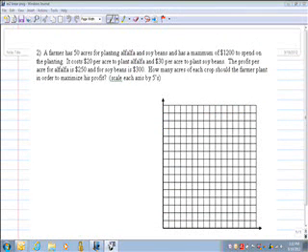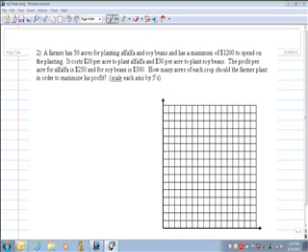Okay, kids, here we go. It is going to be example number 2, when we're going to continue linear programming, and this is Mrs. Zorn. All right, this is about a farmer who has 50 acres for planting alfalfa and soybeans, and he has a maximum of $1,200 to spend on planting. It's going to cost $20 an acre to plant alfalfa and $30 an acre to plant soybeans.